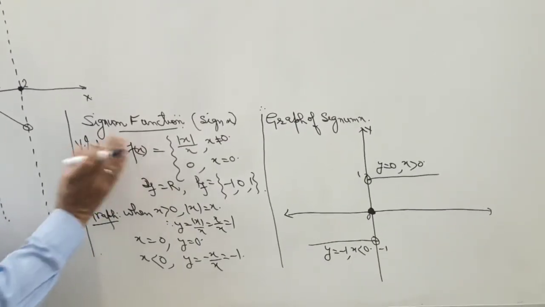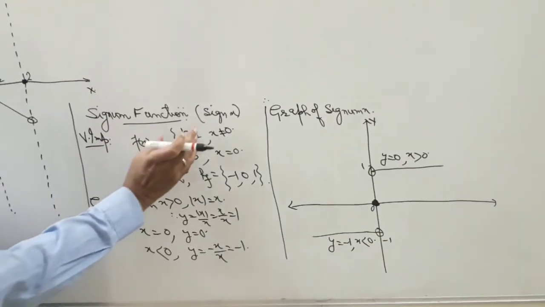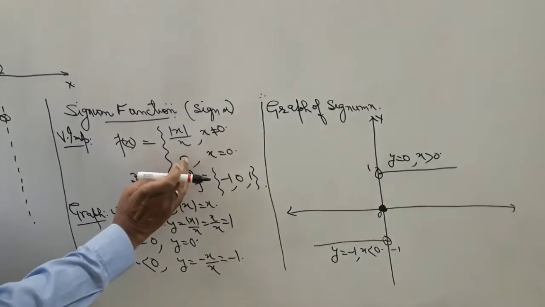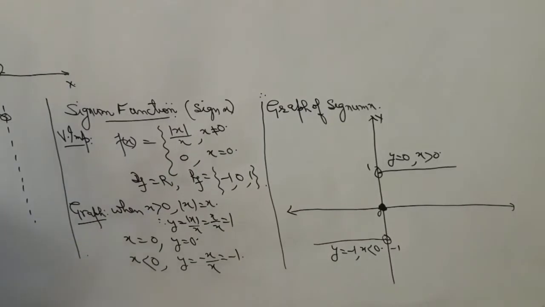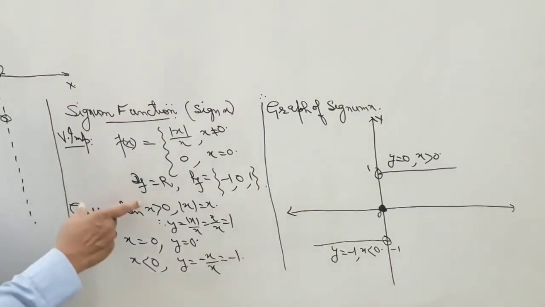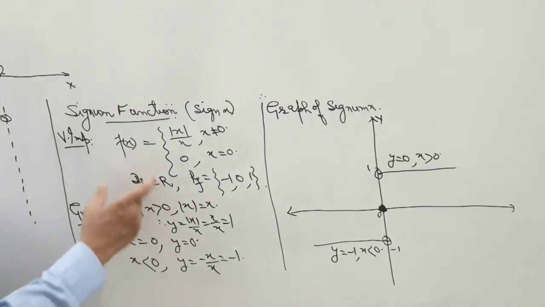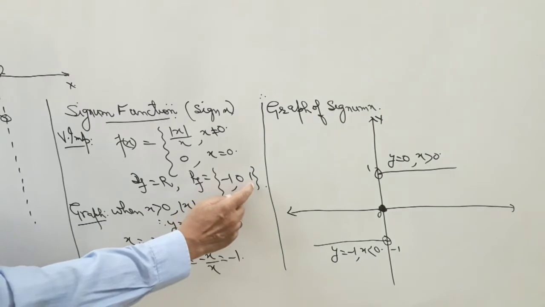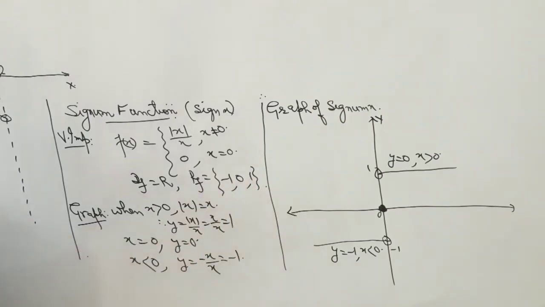f(x) is by definition itself: f(x) is equal to |x| by x, x not equal to 0, and 0 when x is equal to 0. We define the function like this. Domain is all real numbers, range consists of -1, 0, 1. Now how is it so? Let us take up the graph of this.